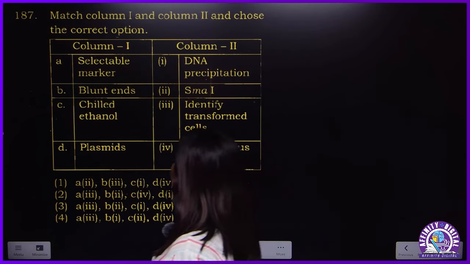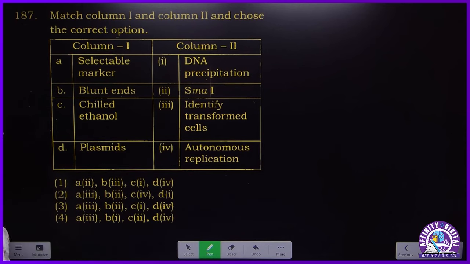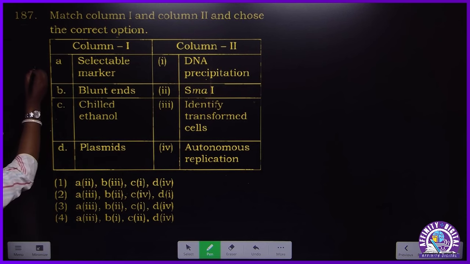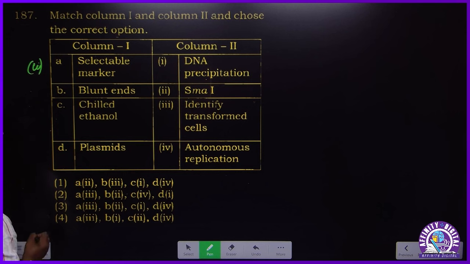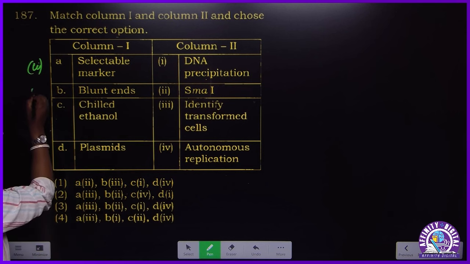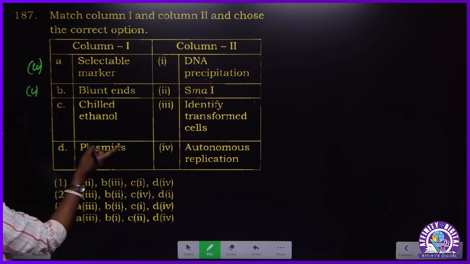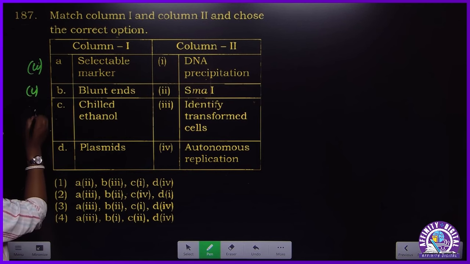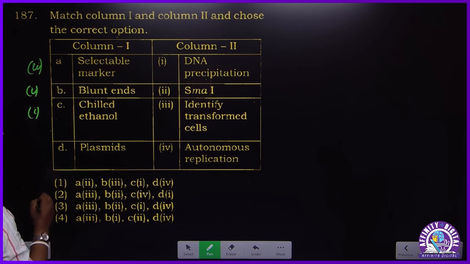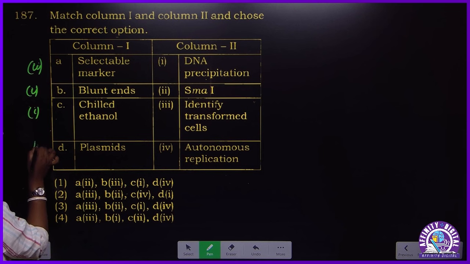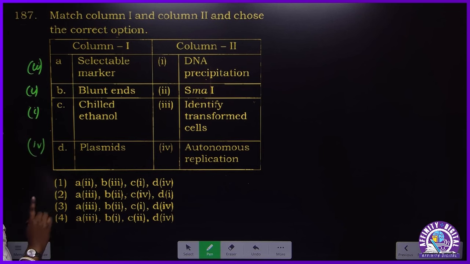Again, match the following. Let us go for it. Selectable marker, बच्चों, selectable marker. It identified the transform cell. 3. Blunt end is SMA. Chilled ethanol, it is for DNA precipitation. Plasmid is autonomously self-replicating. So it is 3, 2, 1 and 4.